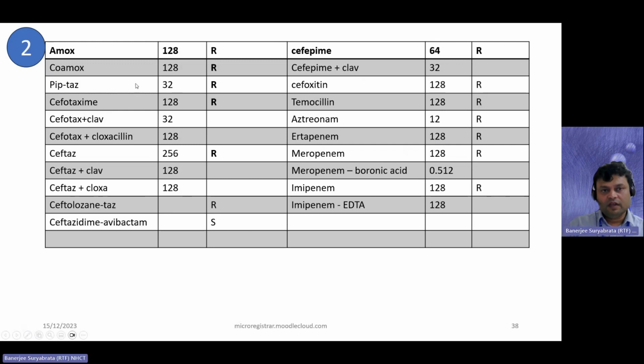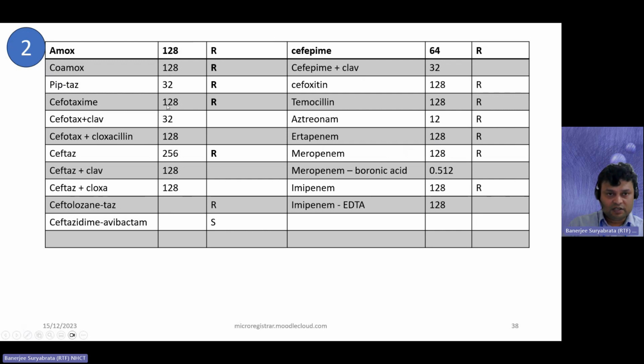This one, amoxicillin resistance, co-amoxiclav no synergy, piptase, not that high level. So we really do not know. Cefotaxime quite high resistance, and there is cefotaxime clavulanic acid synergy. So it could be an ESBL, but we haven't seen any synergy here. So we really do not know. It could be a class A as well.